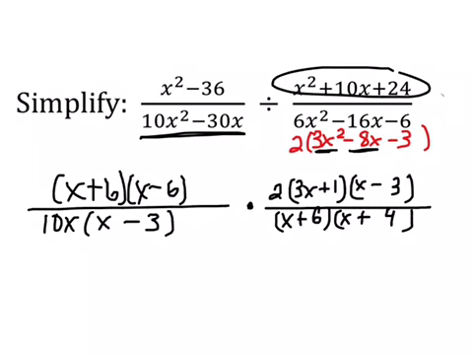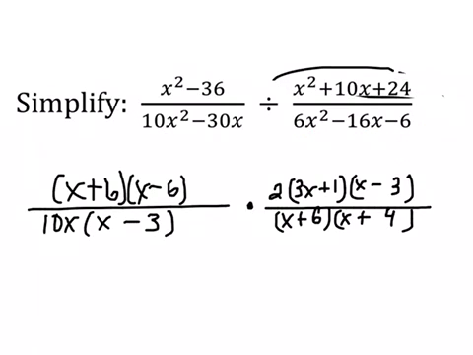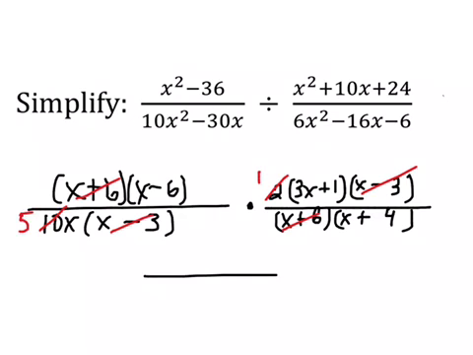I'm going to start canceling. All right, so hopefully you can see that x minus 3's cancel, x plus 6's cancel. Oh, one more thing. The 2 reduces with a 10 to make a 5, and you can put a 1 there if you like, but really you don't need to. All right, so here's my answer.